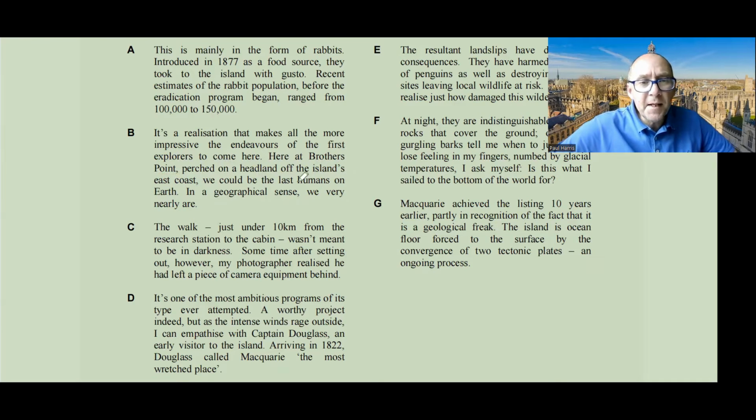And we've got this sense here of isolation because we have this sentence here: "We could be the last humans on Earth." Perhaps the writer has this feeling that he's so far from anyone else. And then he says here, "In a geographical sense, we very nearly are." So this question of isolation perhaps is important. And then we've got this question here at the beginning.